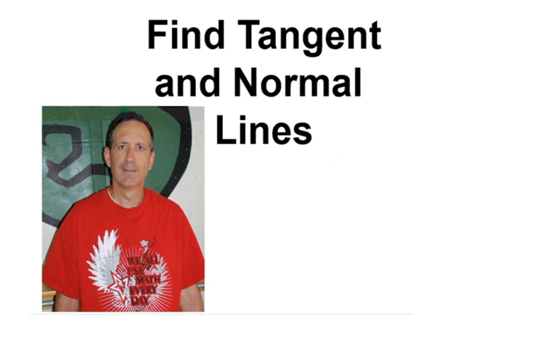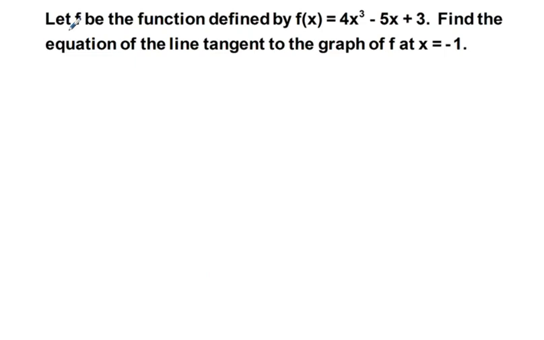Find tangent normal lines. Normally, in these types of video lessons, I like to explain first what's going on. But in this case, we're going to simply learn by doing, and we'll go right to the first problem. Let f be the function defined by f of x equals 4x cubed minus 5x plus 3. Find the equation of the line tangent to the graph of f at x equals negative 1.